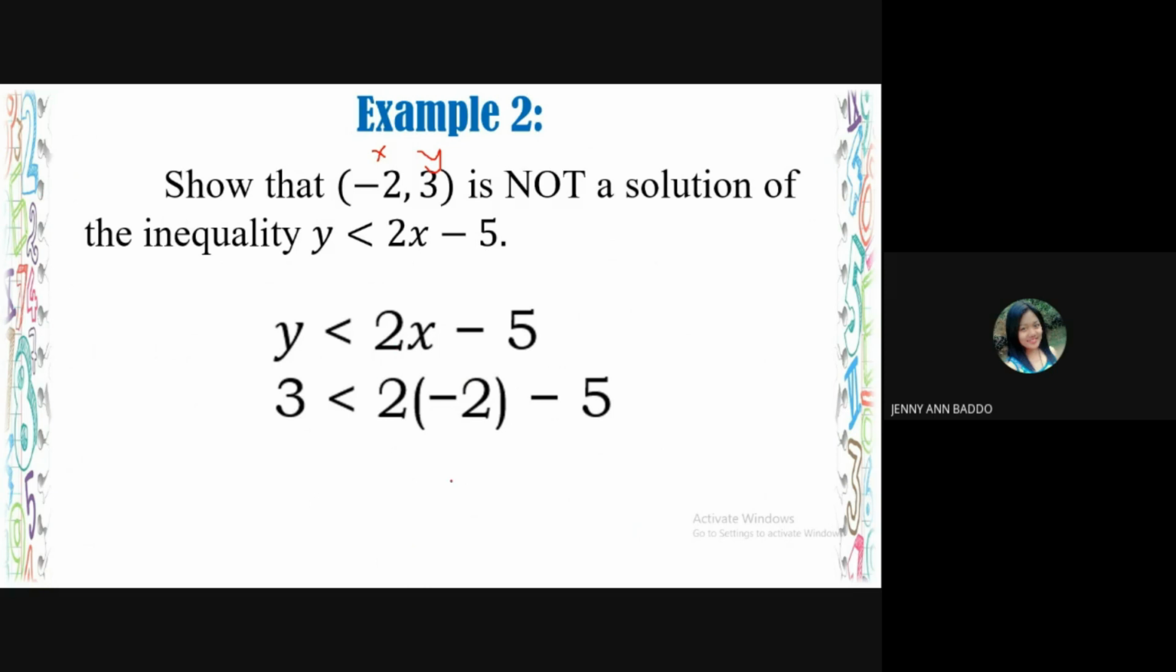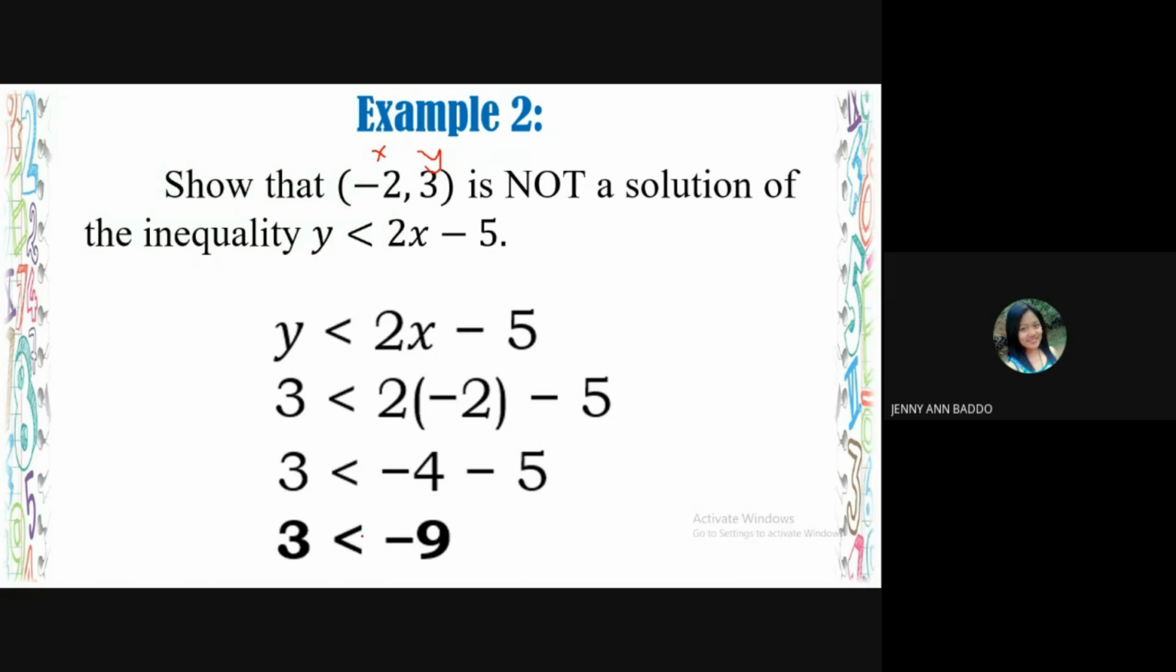Minus 5. And then, simplifying the right side of the inequality, we have 2 times negative 2, that's negative 4. Then bring down minus 5. And negative 4 minus 5, that is equal to negative 9. So we arrived at the inequality 3 is less than negative 9.